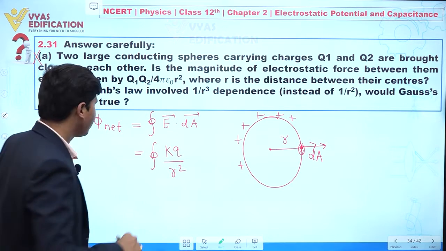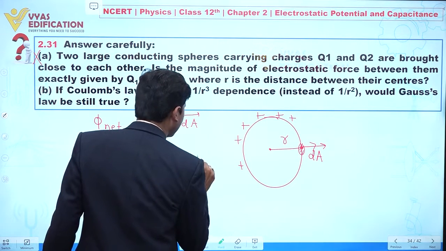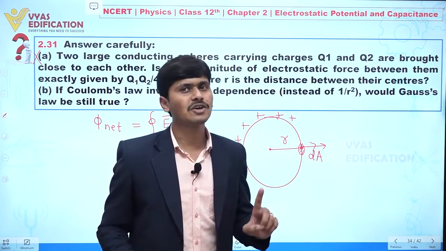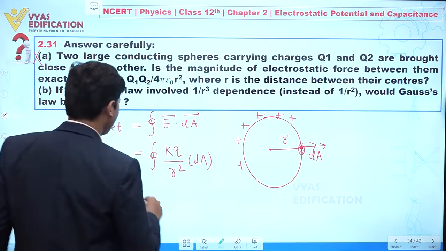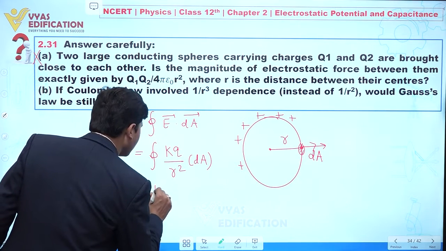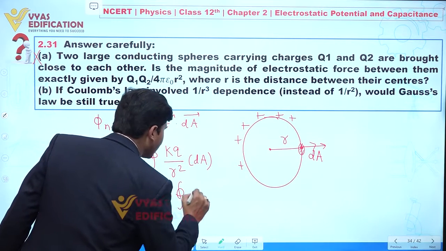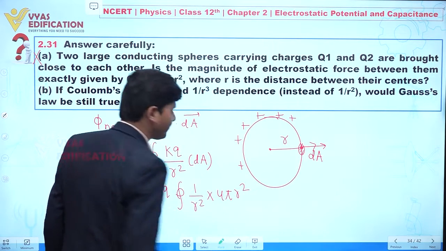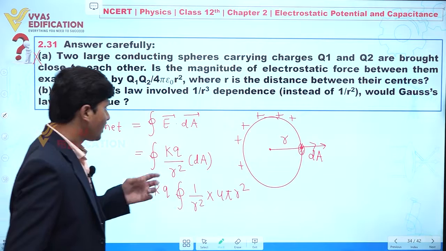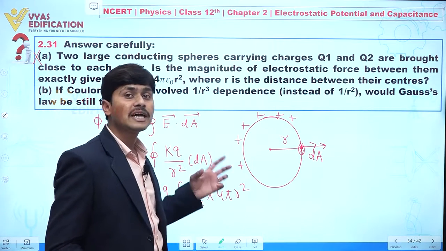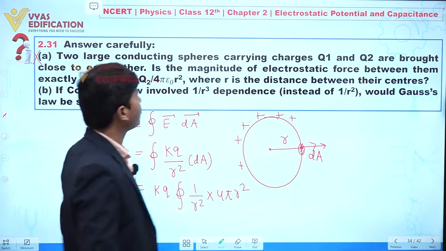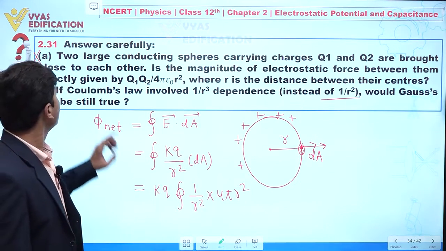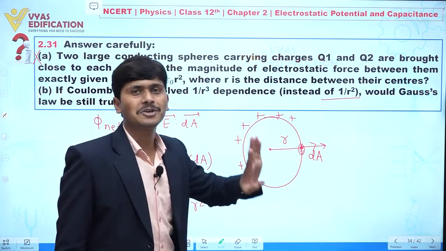So now we can write like this, this is dA, and the angle between E and dA is equal to 0. Yes or no? So we can write like this, kq, 1 upon r square, multiply 4 pi r square. Clear to you? Yes or no? Now this happens when the electric field is varying as 1 upon r square. But in this question it is given to you, if Coulomb's law involved 1 upon r cube.